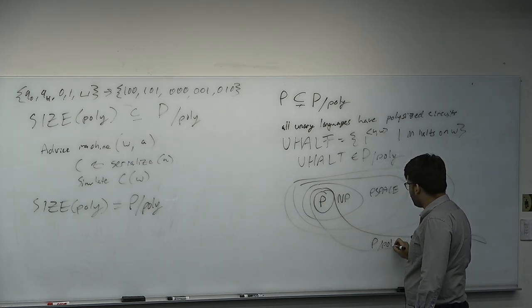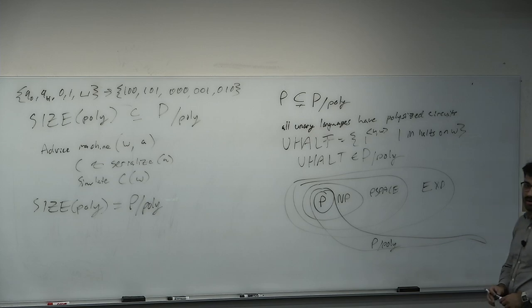It's not a nice picture. So when you draw a complexity class Venn diagram, it usually does not include non-uniform complexity classes. It does not include P/poly, because that's not a very nice looking diagram, right?